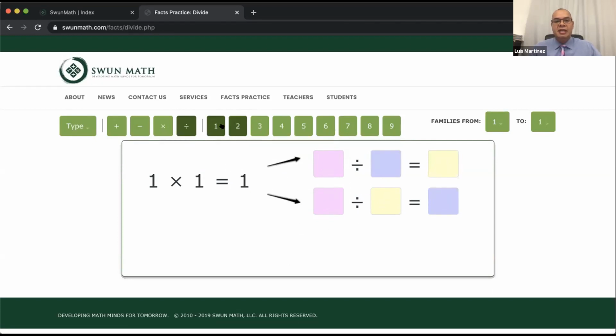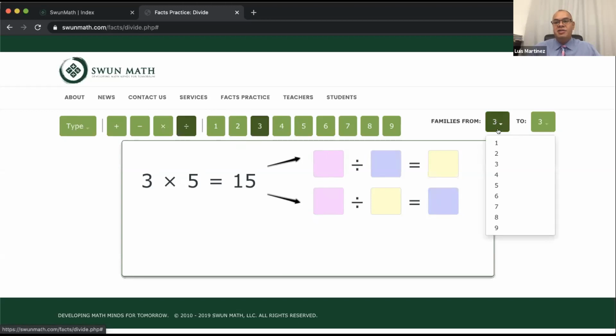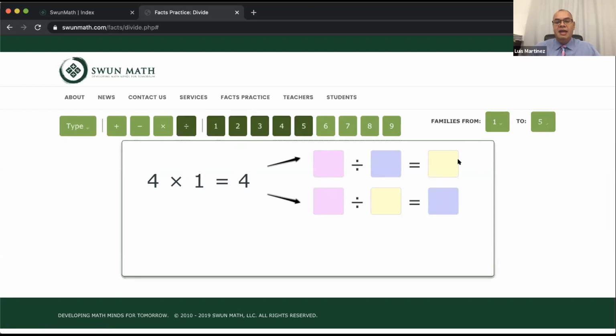So you can select, let's say for example, your student is already done and really well with the 1s facts. They can move on to the 2s. They can move on to the 3s. They can do 1 fact at a time, or you can practice a fact range from 1 to 5, and they'll be able to practice all those facts. So these are all self-selected. You have the option of choosing what kind of operation your child can practice, and what facts you want them to practice.